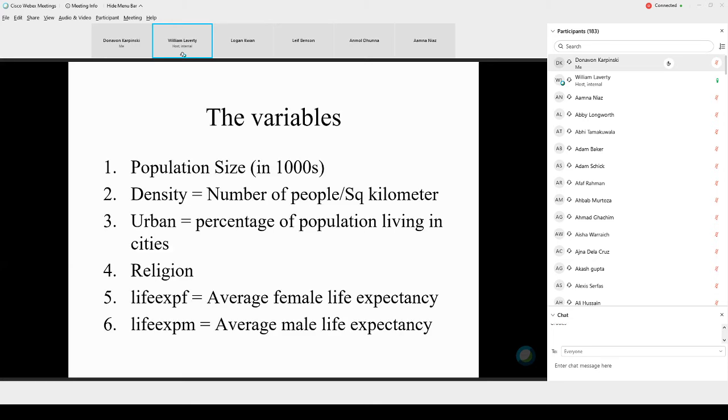These are the variables that were measured. Population size, population density. I think Singapore was an outlier here. This one has a very high density. Percentage of population living in cities, religion, and so on.